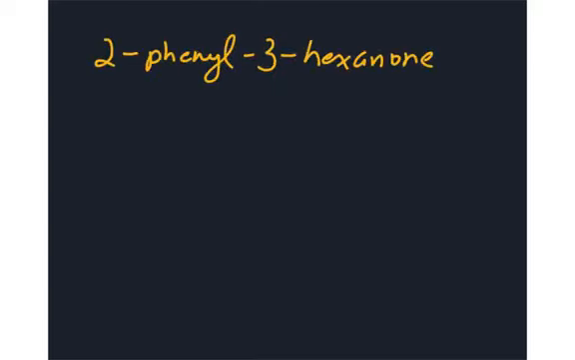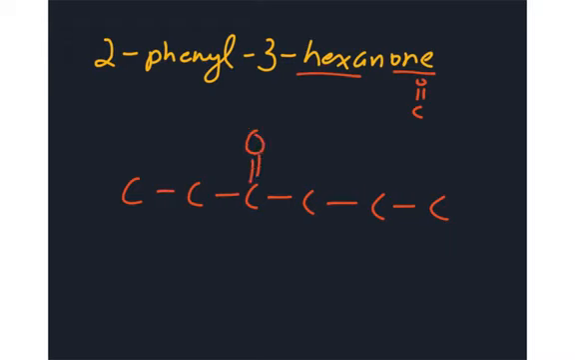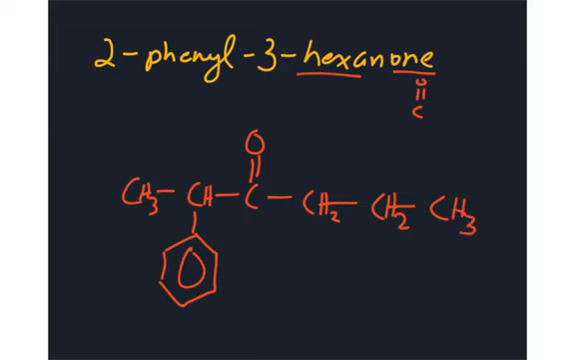Draw, so this one is a 2-phenyl 3-hexanone. So starting with hex, 1, 2, 3, 4, 5, 6. One tells us we've got that C double bond O. 3 tells us the location of that C double bond O. And then on the number 2, we've got a phenyl group, which is that benzene ring. And now we're just putting in H's. No H's for that double bonded O because we already have enough bonds there.